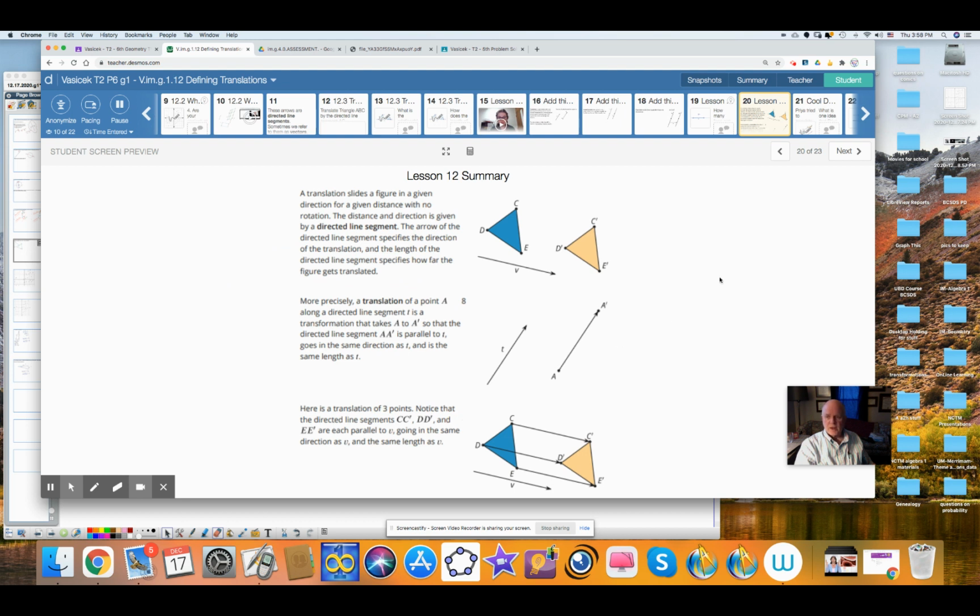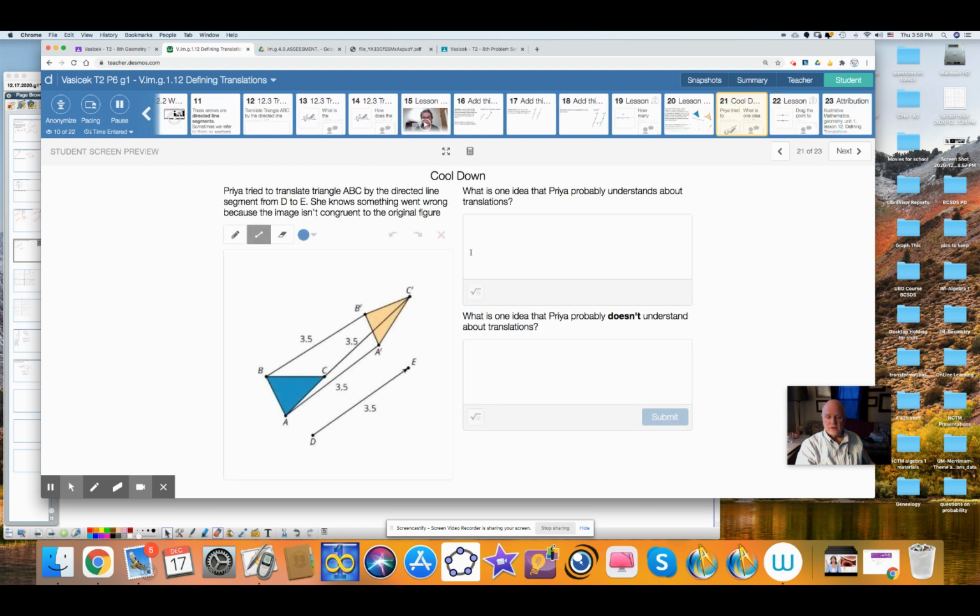Here's the summary. You can read it. It tells you about directed line segments. It's important. And finally, Priya. She makes a terrible mistake. What did she do that did not get her where she needs to be? Please explain that, and then tell me how you're feeling about today's lesson. Good luck and success.